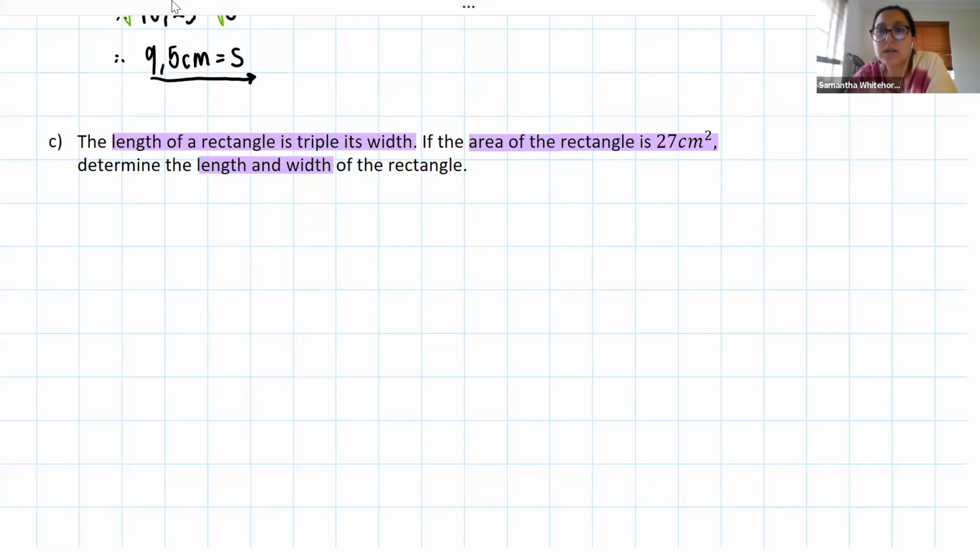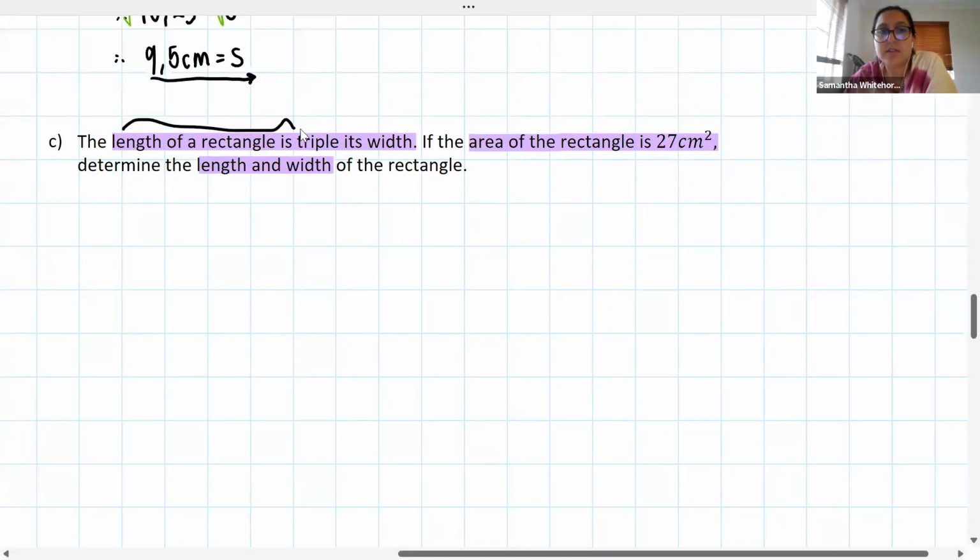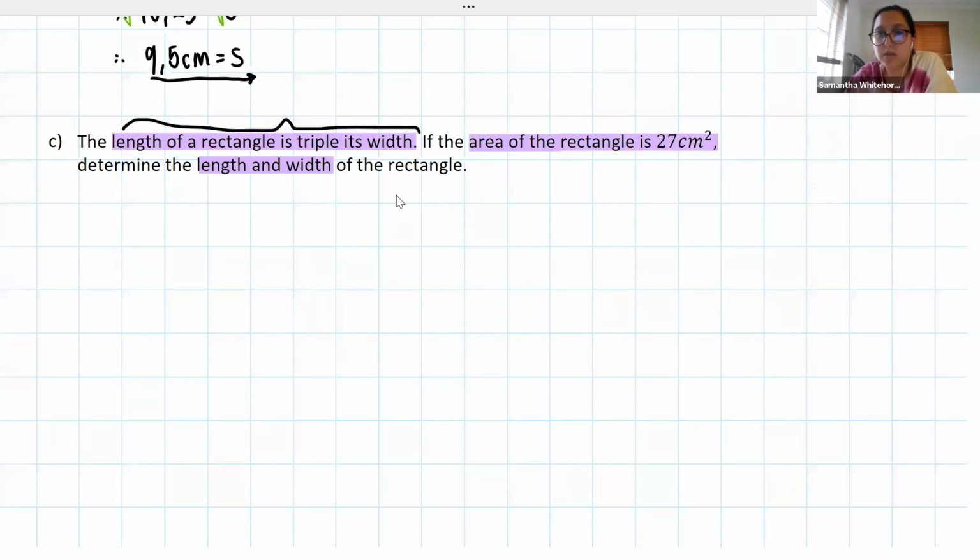So this is quite a complex question. So what I would do is I would draw a picture for myself and apply this information here. The fact that the length is triple the width.